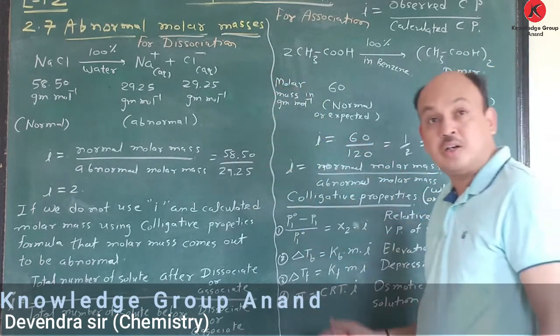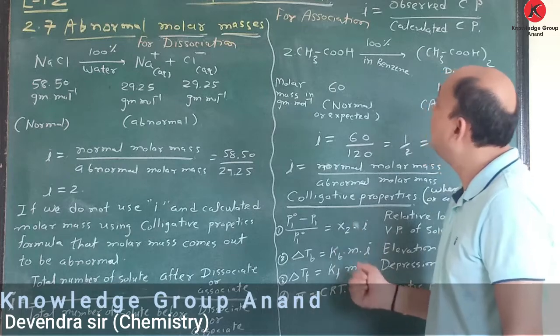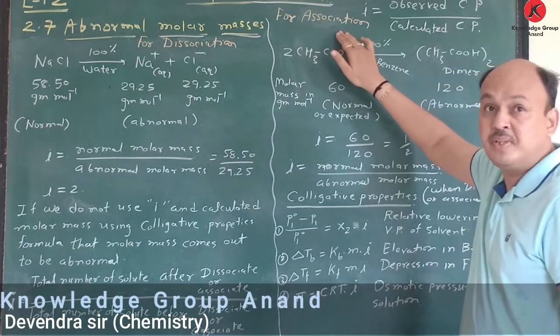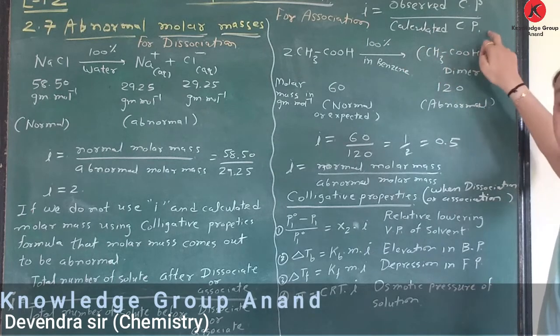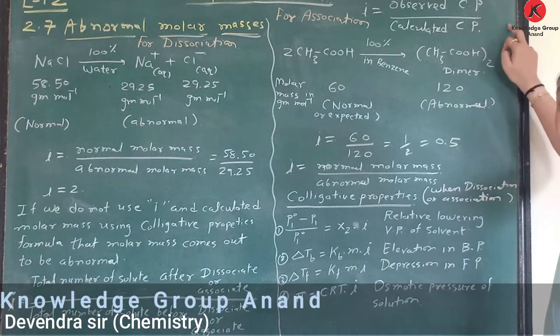Same way we observe for all different types of compounds. Another form, for association: i is equal to observed colligative properties divided by calculated colligative properties.